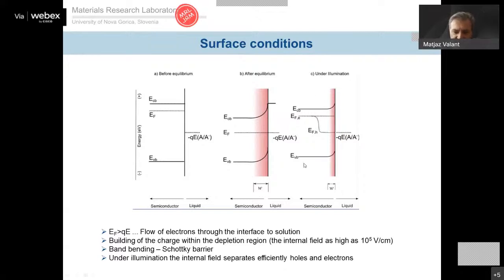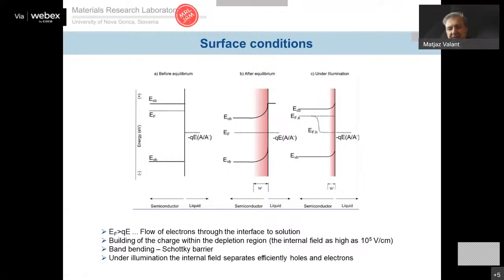Now, under illumination, of course, we get holes and electrons, and the illumination changes the internal fields and separates these two species. So we can get one Fermi level for electrons and one Fermi level for holes. That means the band bending can, to some extent, if we can use this in practice, through this process of Fermi level separation, give us charge separation.